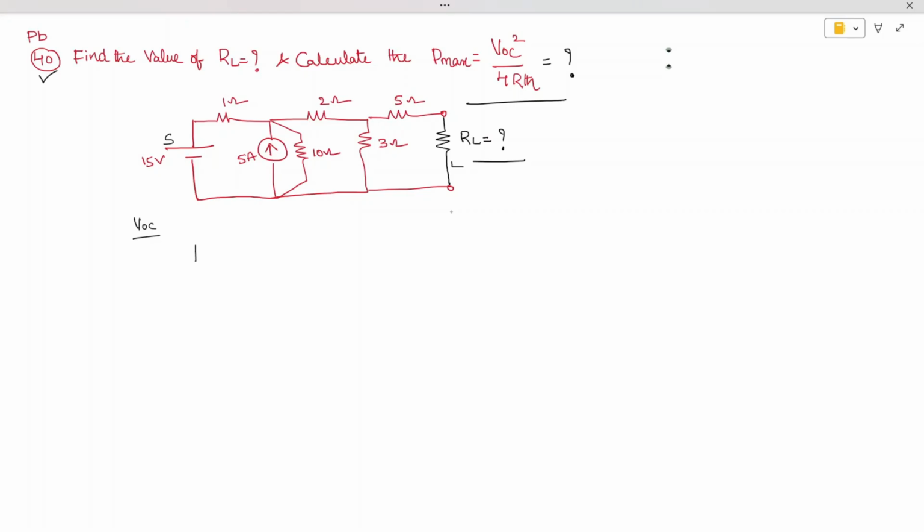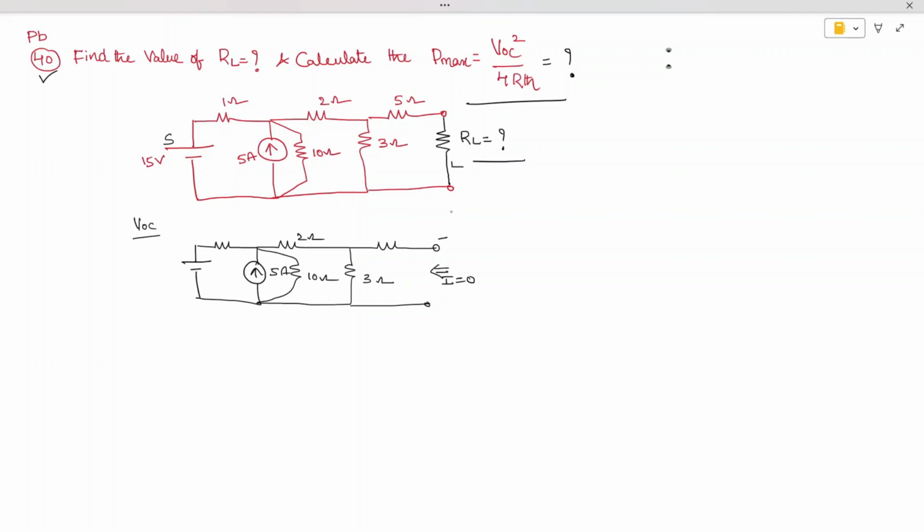Here we have the source, and then a current source in parallel with a resistor, a 2 ohm resistor, a 3 ohm resistor and a 2 ohm resistor, and here we have the load resistor. Now we remove the load resistor. As soon as you remove it, this is open circuited. The voltage at this point is VOC and 0.